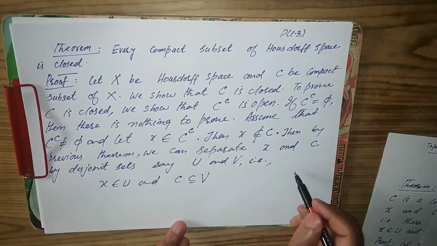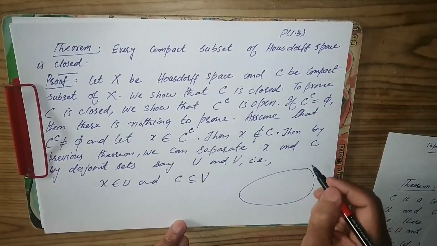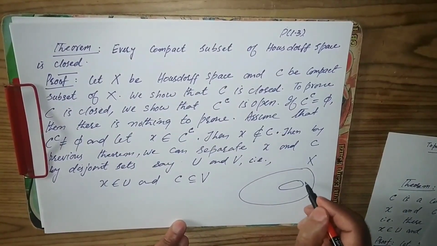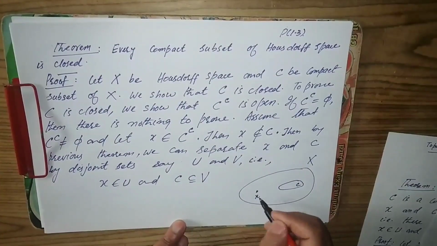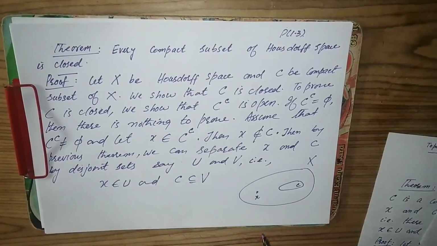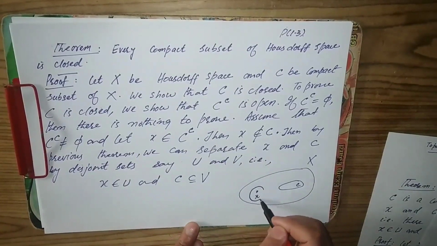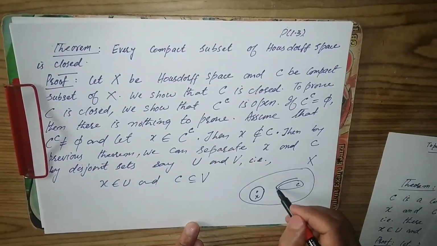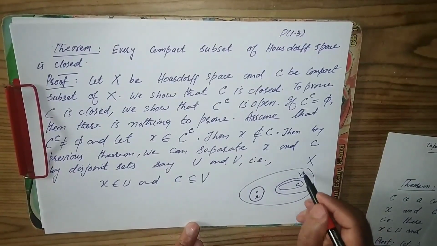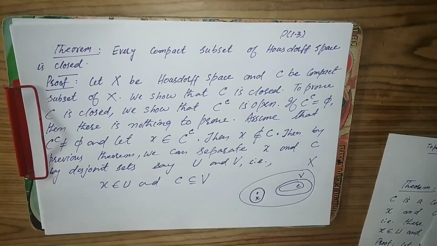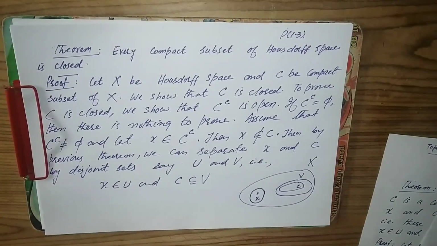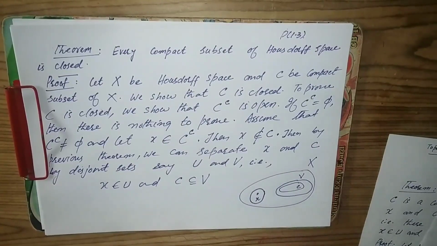So it's like this. This is your Hausdorff space X, and that's a compact set C, and that's a point x which is not in C. Then we have two open sets U and V which are disjoint. U contains the point x and V contains the compact set C. So C is a subset of V, where x is not in C.